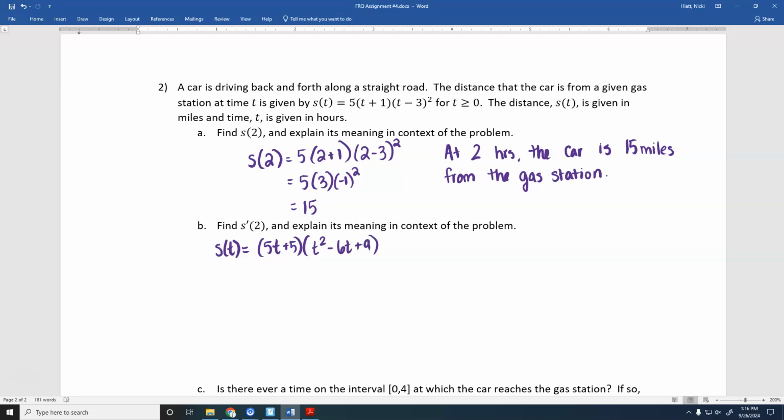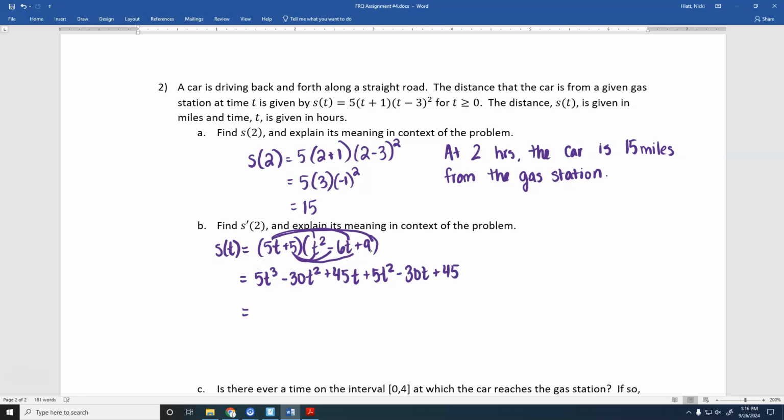If you want, you can wait till the end to distribute the 5 if you'd rather not, and you can, but you're definitely going to have to do that t squared minus 6t plus 9 early on. And then if we distribute here, we will get 5t cubed minus 30t squared, I'm just distributing here, plus 45t, and then I got to distribute the 5, plus 5t squared minus 30t plus 45.